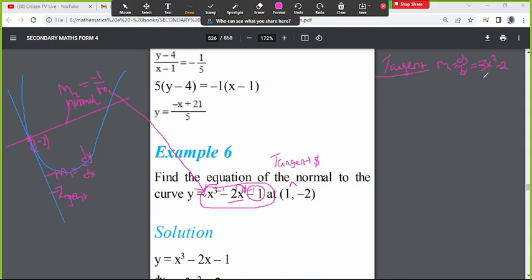So this is the derivative, but now we are given a point. When we are given (1, negative 2), it means x is equal to 1 and y is equal to negative 2. Substitute 1 to get M1. So our M1 will be equal to 3 into 1 squared minus 2. 1 squared is 1, 3 times 1 is 3, 3 minus 2 is 1. That's the gradient of the tangent.